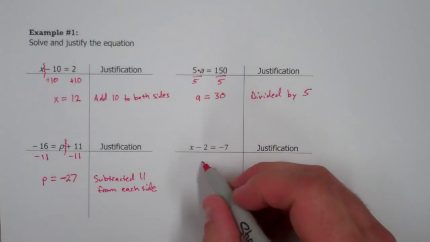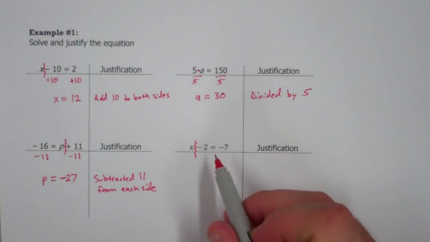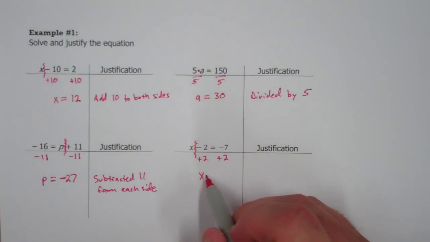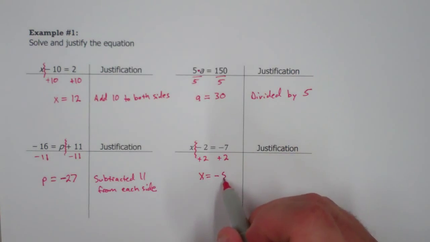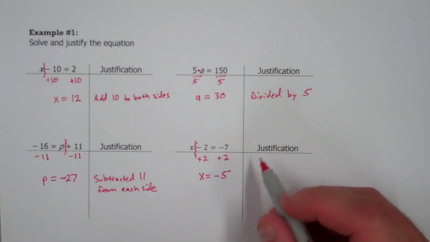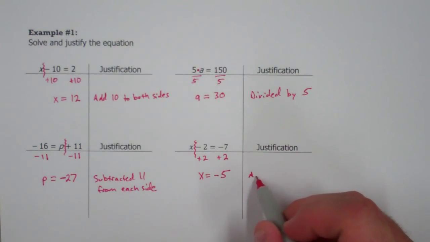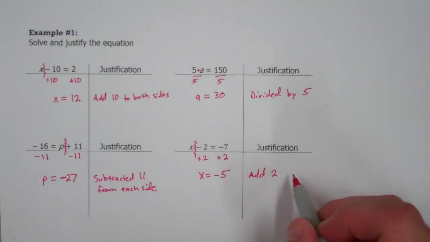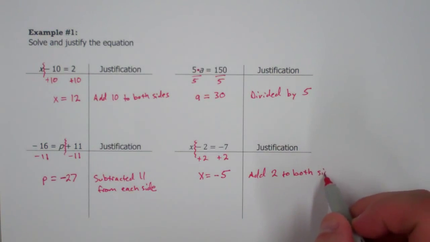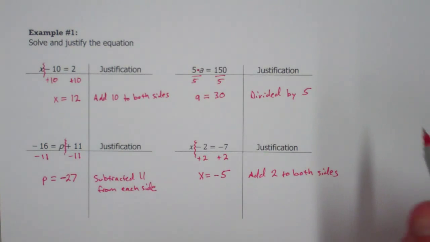With x minus 2 is equal to negative 7, we again have two terms, this time on the left-hand side, so we'll add the 2. X is equal to negative 7 plus 2, which is negative 5. In this case, we're going to be adding 2 to both sides. And this again is the additive property, or the addition property of equality.